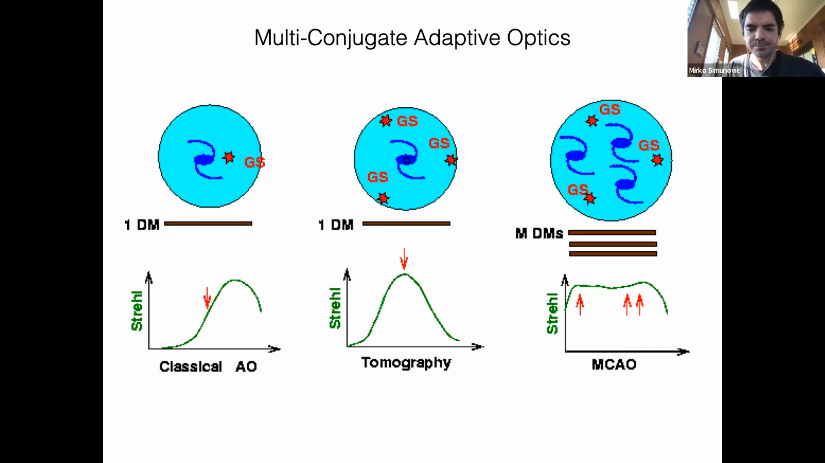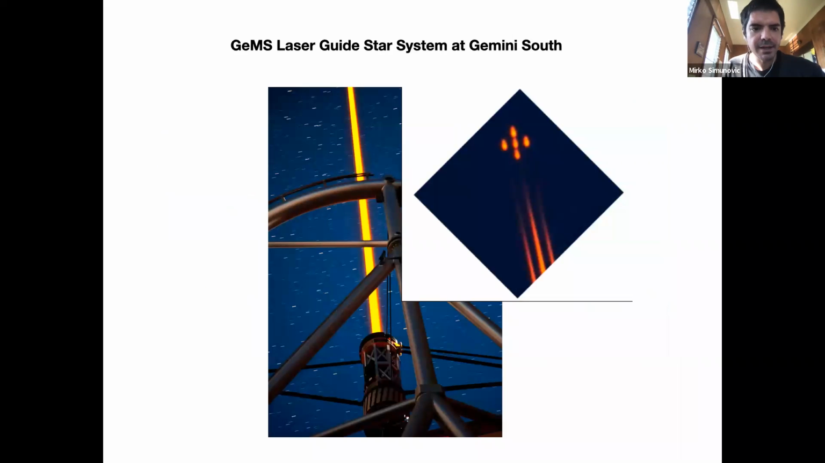In the case of Gemini South, the laser guide star system at Gemini South, that's the laser that you saw in the animation. This laser will create 5 laser guide stars in the sky. And that's shown right there, right? Those are the laser guide stars. So it's not 1, it's actually 5 stars.